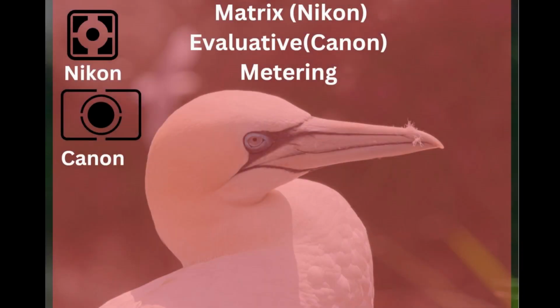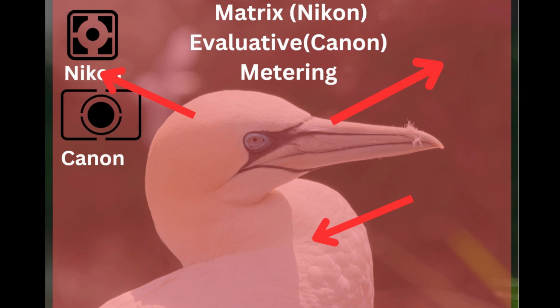So with that said, what are all these different modes? Well, matrix or evaluative metering is where it covers most of the frame, as you can see here in this picture that I've taken of a northern gannet. So what it does is take light readings from all around your frame, as you can see here where I've highlighted in red. So it's basically taking it from different zones, putting all that information together so you get the correct exposure.